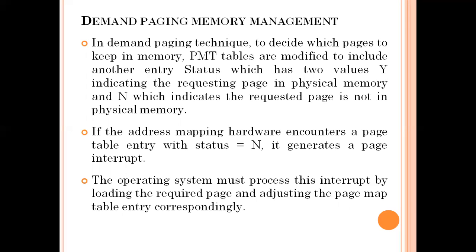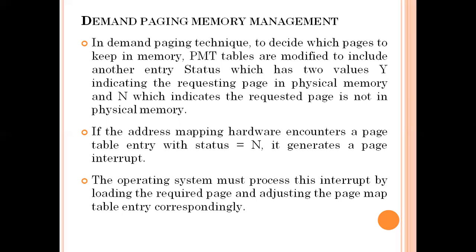But in demand paging, it's not like that. The processor starts executing the first page. If the first page is in main memory, it will execute. After that, it will search for the second page by looking at the page map table. If the second page is also there in the memory, it executes. Then it continues to execute the third page.